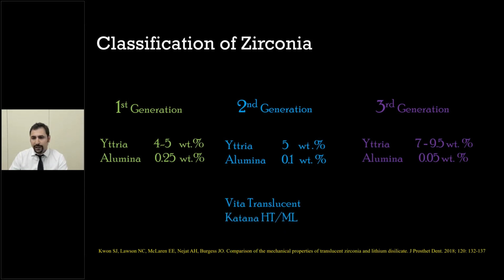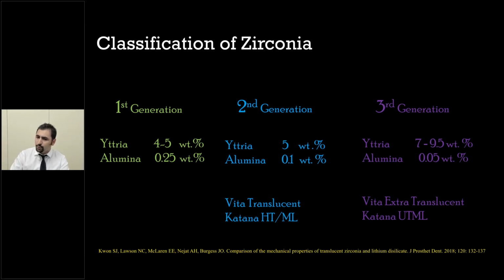Katana HT or ML, they are second generation. They have 3 mol% yttria. And the third generation examples are Vita extra translucent and Katana UTML, same company. They have different products which have a higher amount of yttria, a higher amount of cubic phase, less amount of tetragonal phase, and subsequently a higher amount of translucency.